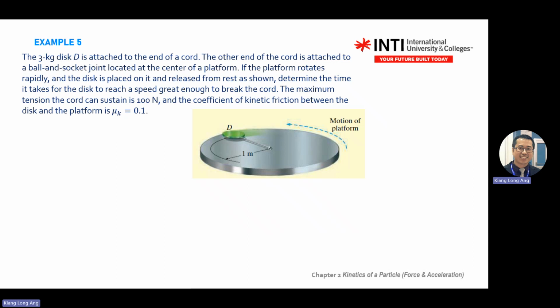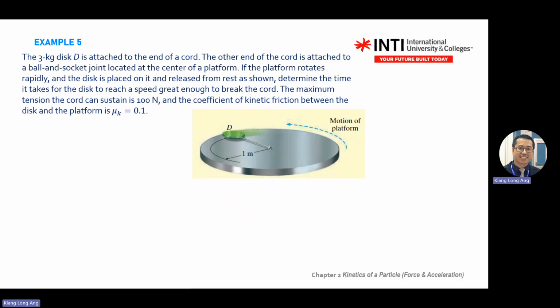So look at example 5. A 3 kg disc D is attached to the end of a cord. This is the green disc attached to one cord, and the platform will swing in an anticlockwise direction. The radius is 1 meter. If you look at the question, you have two kinds of motion: linear motion and circular motion. For circular motion, you only look at the tangent and normal directions.